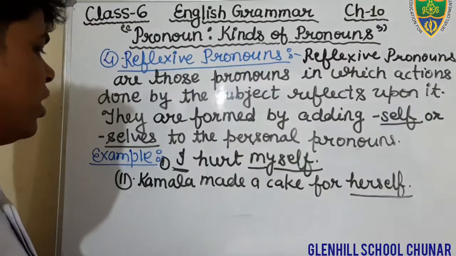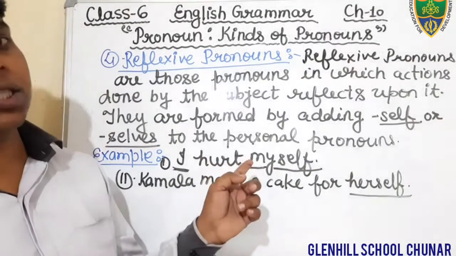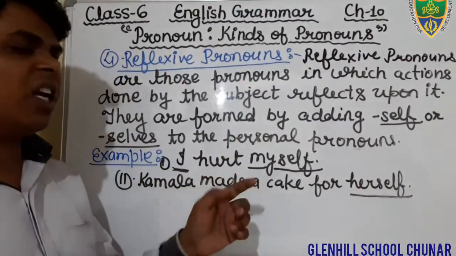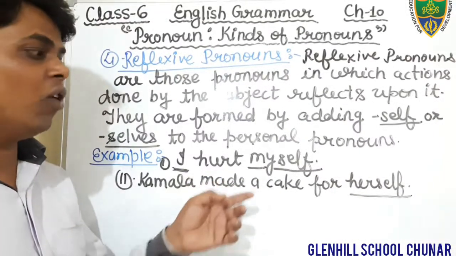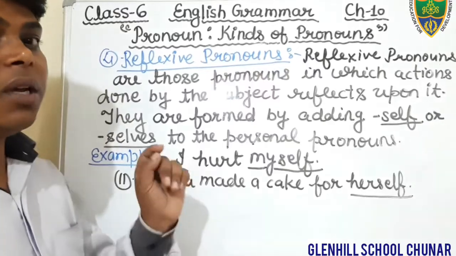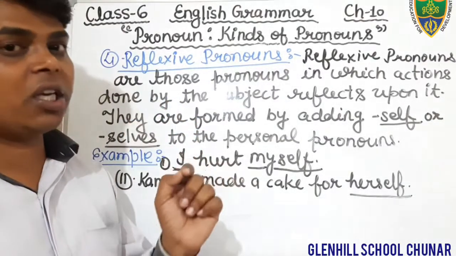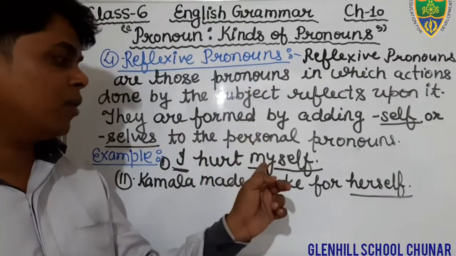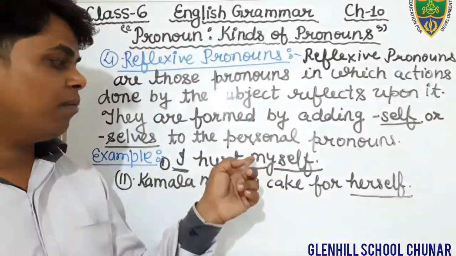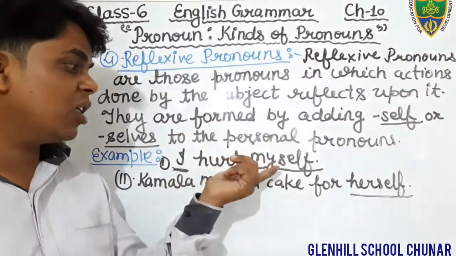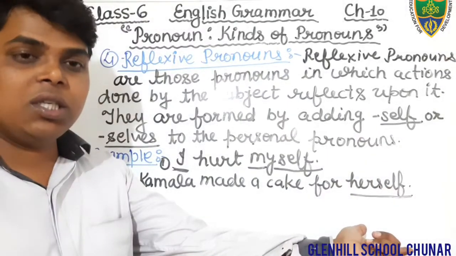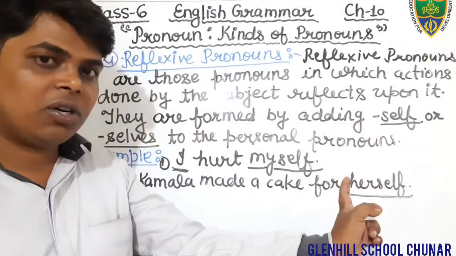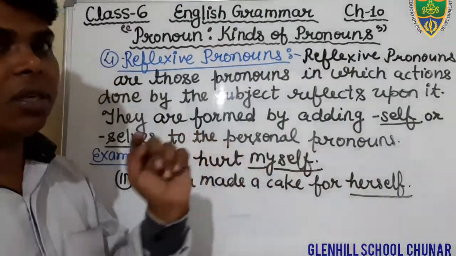Okay, students, so you write this example. I hurt myself. In this sentence, the word myself is a reflexive pronoun, and in Kamala made a cake for herself, the word herself is a reflexive pronoun, because in these two sentences the action has been done by the subject. We have formed myself and herself by adding self, S-E-L-F, to the personal pronouns my and her. It becomes a reflexive pronoun.